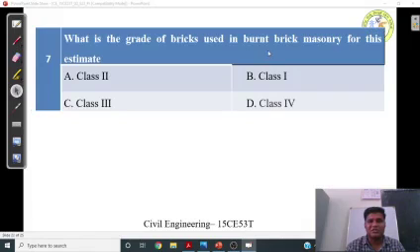What is the grade of bricks used in burnt brick masonry for this estimate? You can see in the specification either A class 2, B class 1, C class 3, or D class 4. So it is B, class 1 bricks, being used with a compressive strength of 105 kgs per square centimeter.